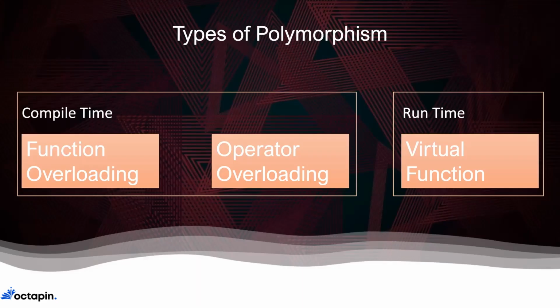We have three types of polymorphism in C++. First is function overloading and second is operator overloading, and both come under compile time polymorphism. The third is virtual functions, which are a part of runtime polymorphism. Now, what are compile time and runtime behavior? That we will cover in another video.